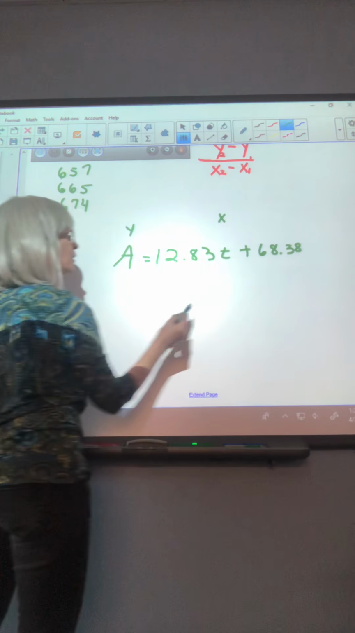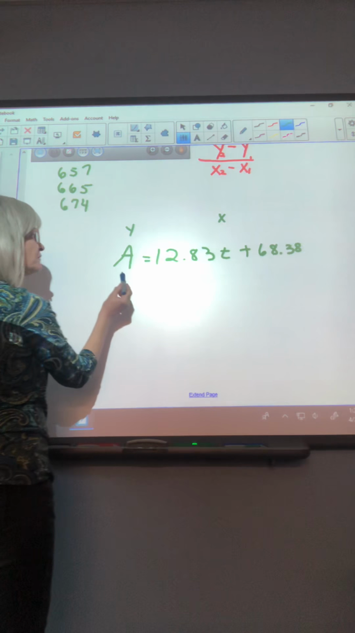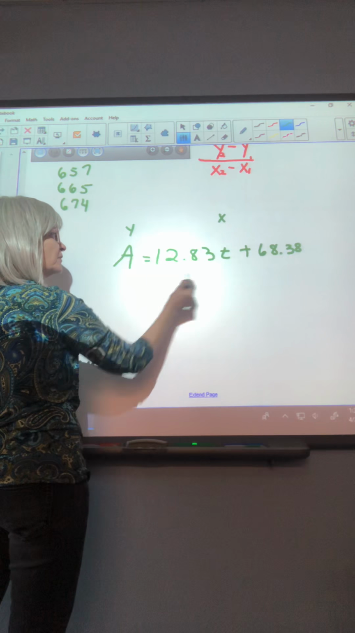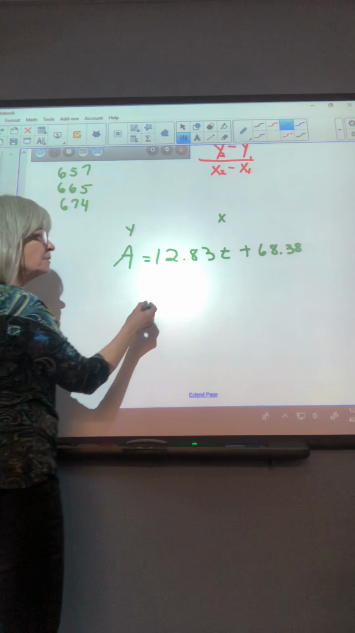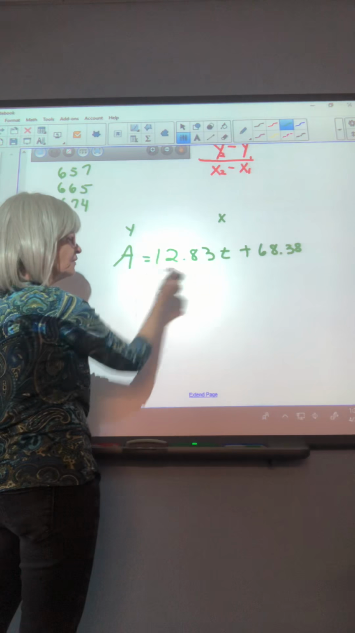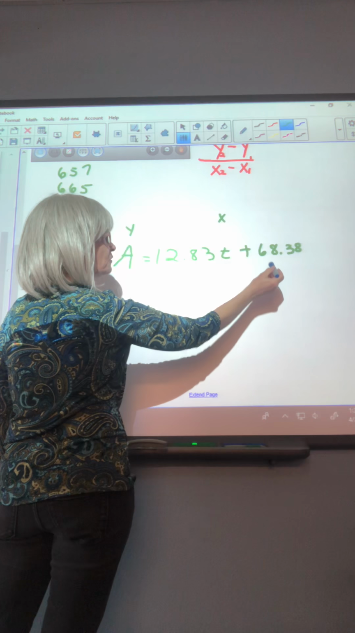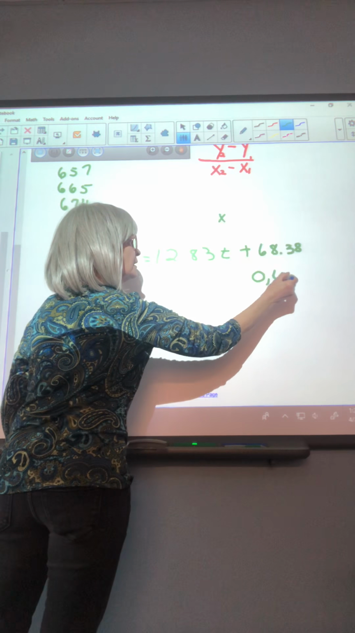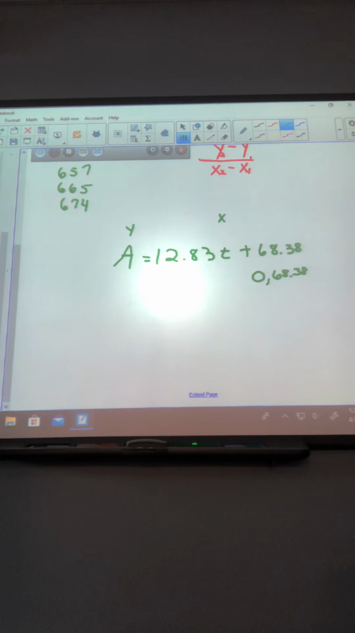All right, so this is in what we call y-intercept form, this particular equation, because we've got the y all by itself, and then we've got the T next to a number. The number that it's next to is actually going to be the slope, the 12.83. That's determining if it's falling or rising, and it's falling or rising that much. The y-intercept is the 68.38. And so this point on your graph would actually be 0, 68.38. Okay?